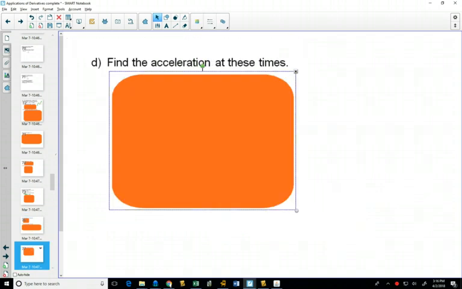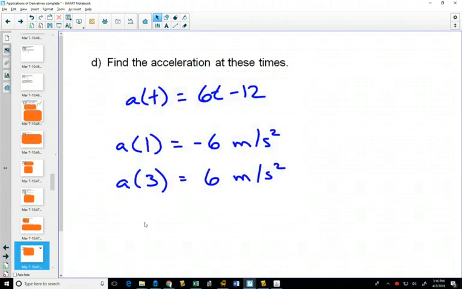Find the acceleration at these times. So then acceleration is the derivative of velocity. At 1, it's negative 6 meters per second squared. At 3, it's 6 meters per second squared. I can go back to the motion graph.